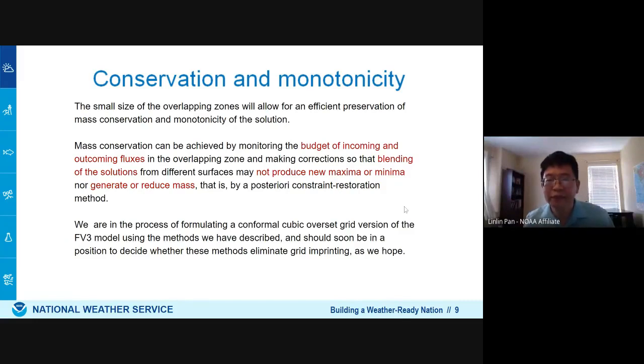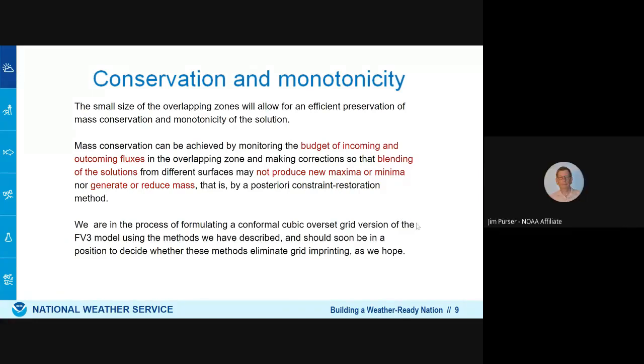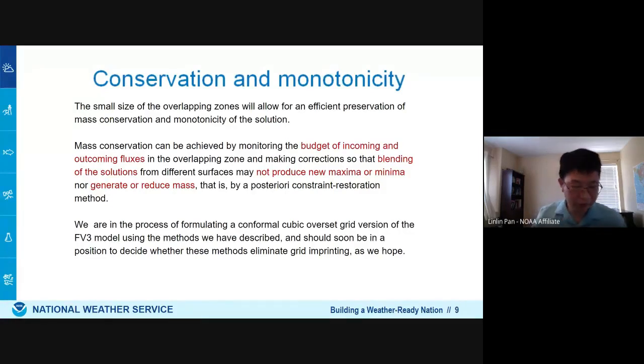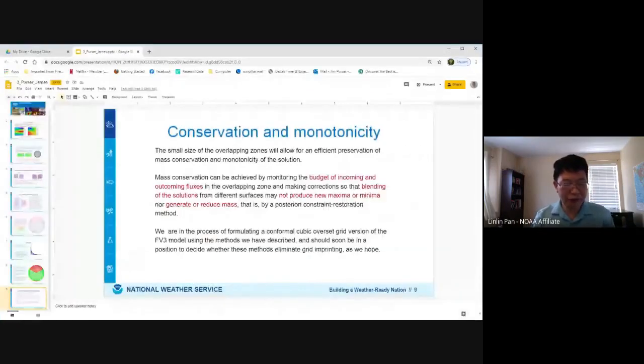Questions? Nope. Okay, we'll move forward. So the next speaker is Jeffrey McQueen. The title is Progress and Plans for Advance in Air Quality and Aerosol Modeling in UFS. Jeffrey, go ahead. Okay, I thank you very much, Lily.